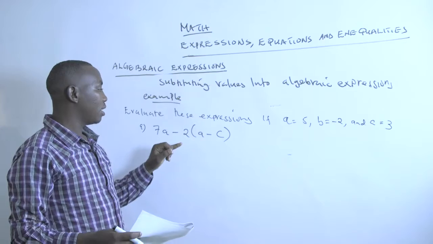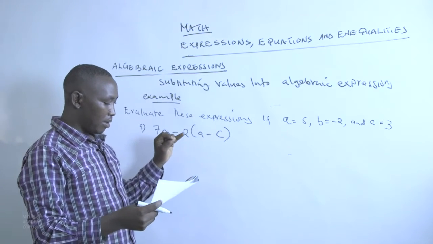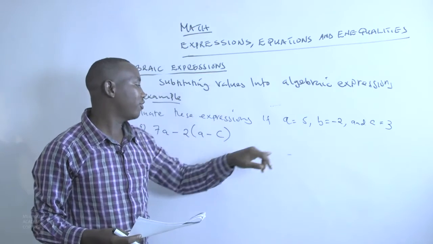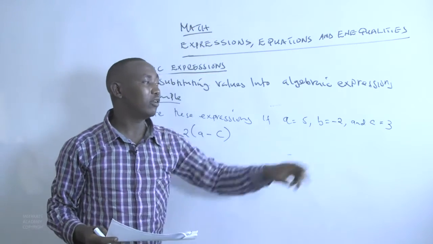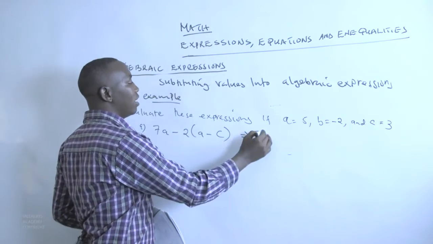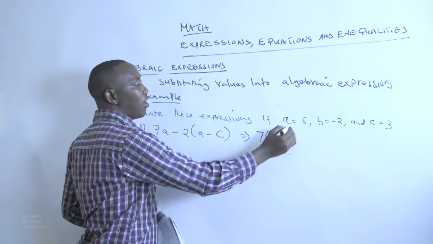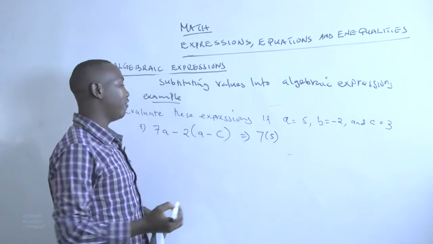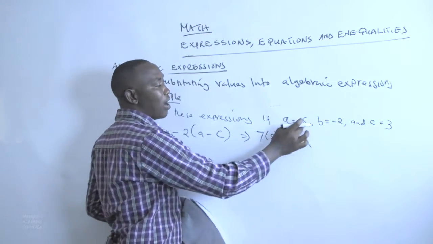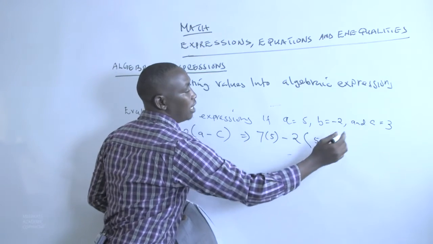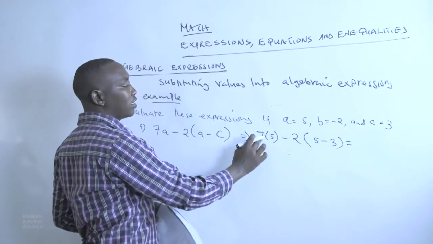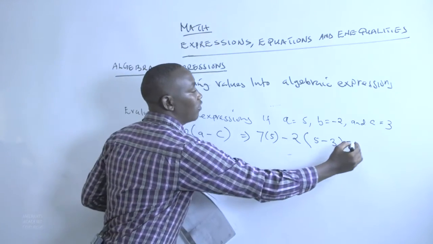Where there is A, still we put our value of A, which is 5, and where there is C, we put the value of C, which is 3. So in that particular case, the solution will be 7 multiplied by A, and our A from that one is 5, subtract twice of A minus C. Our A is 5, and our C is 3.